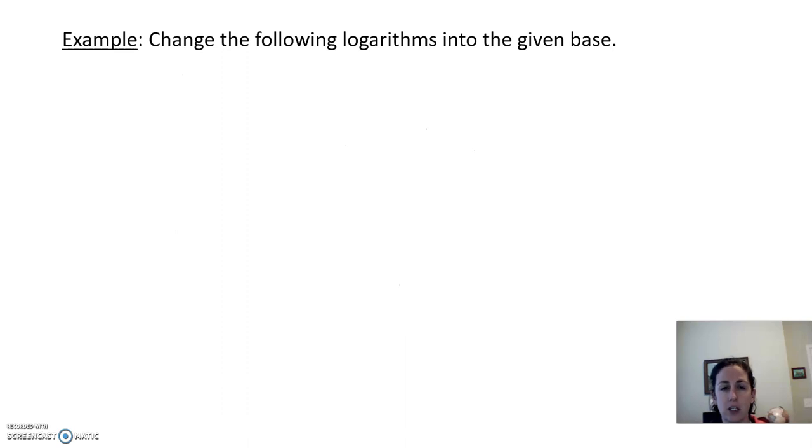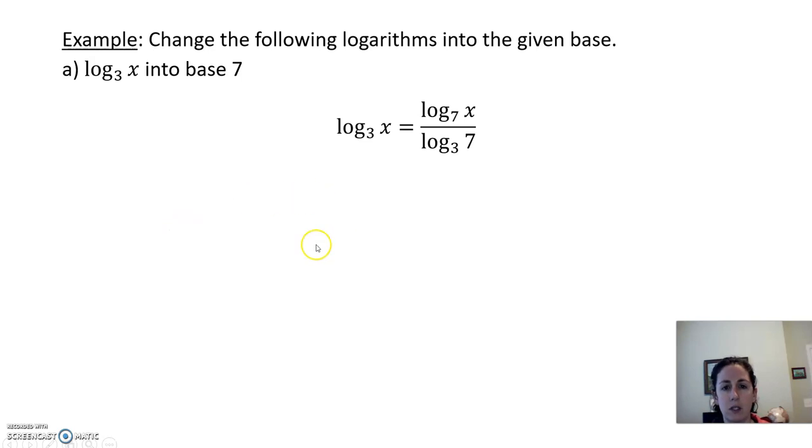All right, let's do our change of base formula. So if we wanted to change log base 3 of x into a base 7, remember it's going to be log new base of what you were taking the logarithm of divided by log new base of the original base. So to change log base 3 of x into log base 7, it will be log base 7 of what we were taking the logarithm of, which was x, divided by the log base 7 of the original base 3.